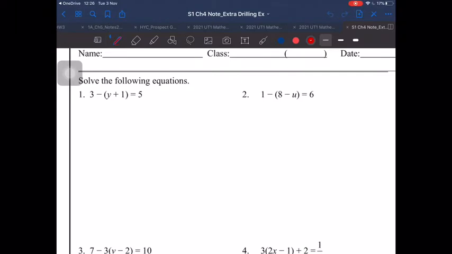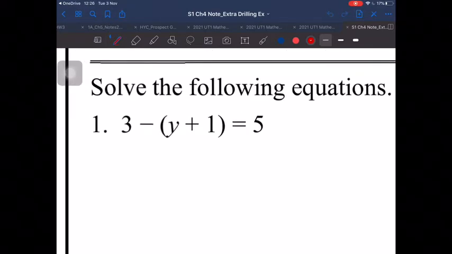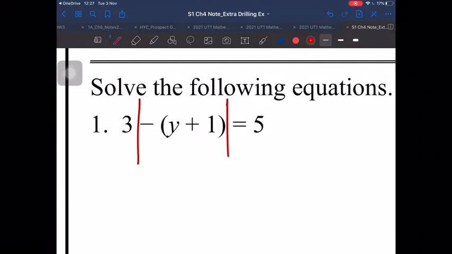first you have to read the equation. So how to read the equation? You should read it as 3 minus the group of y plus 1 equal 5. So that means if we just look at the left hand side, there should be 2 terms. The first term is 3, the second term is minus the group of y plus 1. So we need to solve the equation. That means we have to remove the brackets.